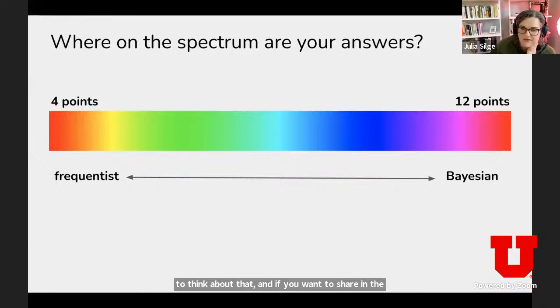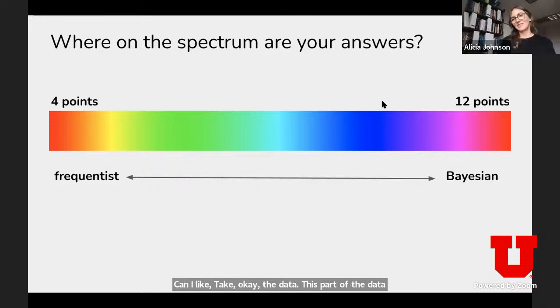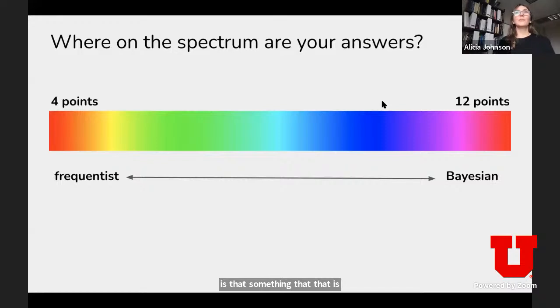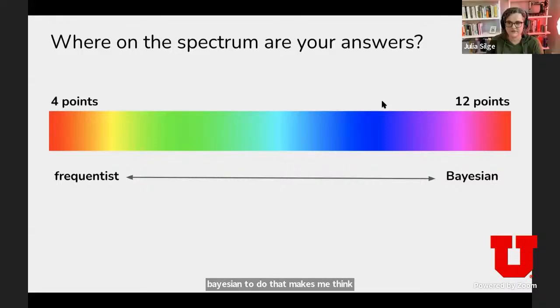As folks are thinking about that, there was a question back about priors, like what is a prior? Someone said, if I gather data, can I say, okay, this part of the data is what I'm going to use to generate a prior, and then I'm going to apply that prior to the rest of my data? Is that something that is Bayesian to do? That makes me think of empirical debates. Yeah, exactly.